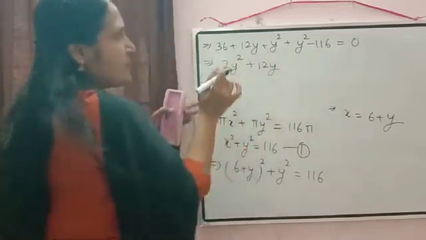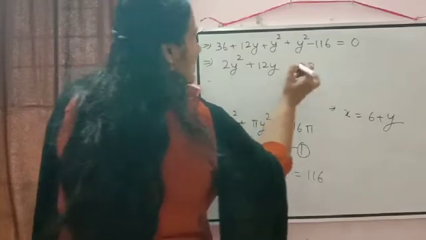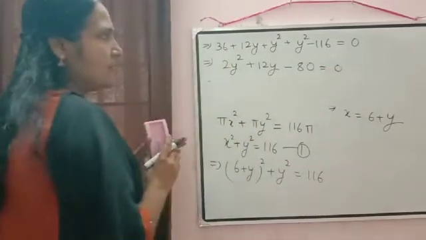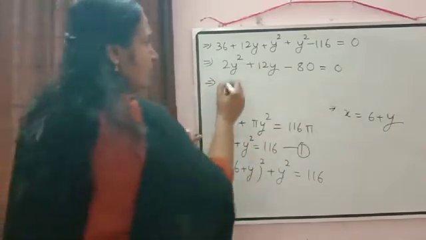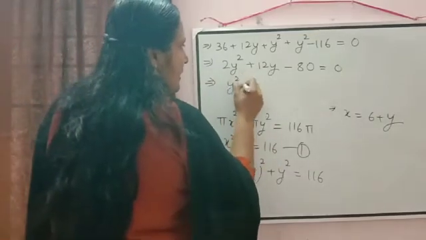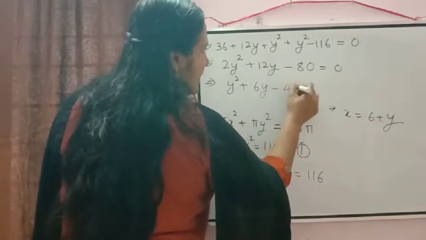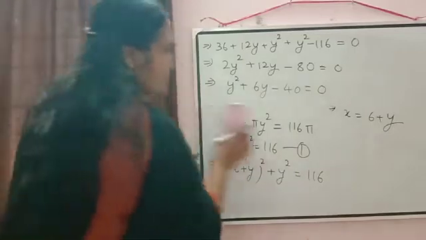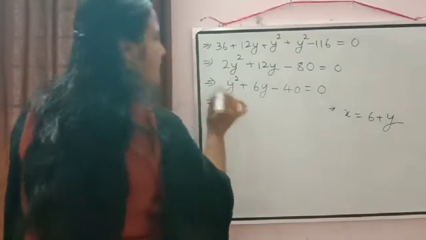Now here we can do the subtraction. 36 minus 116 is minus 80. So minus 80 is equal to 0. Again we can divide the whole expression by 2. Then it will be y square plus 6y minus 40 is equal to 0. Now we have to split the middle term.